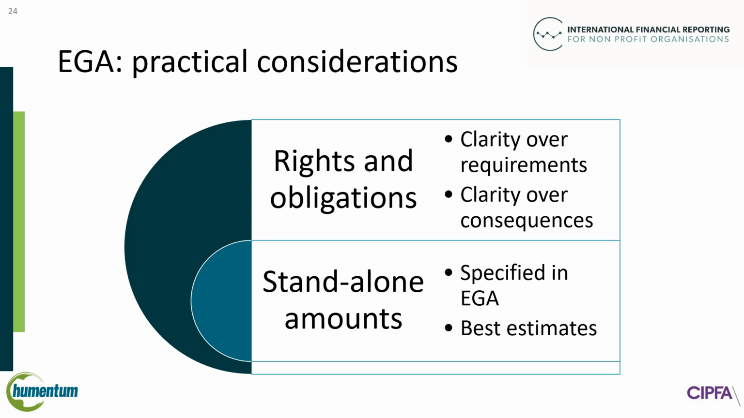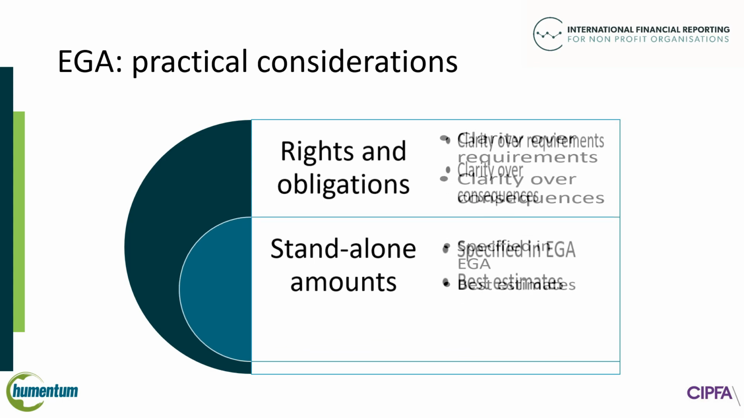Ideally, the agreement should also specify the standalone amount of resources that the grant-providing NPO will transfer for each grant fulfillment right. Where this is not explicitly stated, the grant-providing NPO will need to determine the best estimate of the amounts that would compensate the grant recipient for meeting each of its obligations. This will depend on the quality and type of information that is available. For example, there may be budgets included in the EGA. Otherwise, it may be possible to derive estimates from standard pricing lists.